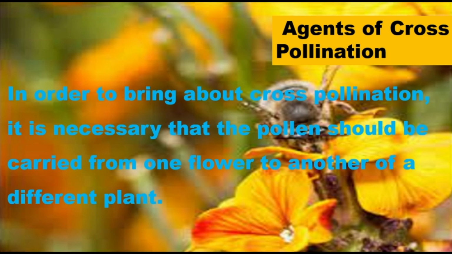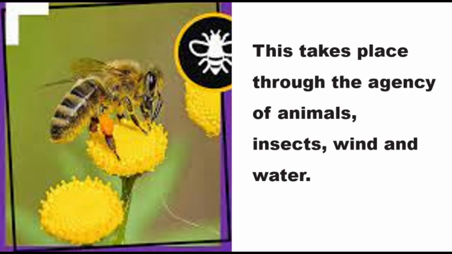In order to bring about cross pollination, it is necessary that the pollen grain should be carried from one flower to another flower of a different plant. So agents can be animals, insects, wind and water. These are the agents that can help cross pollination.